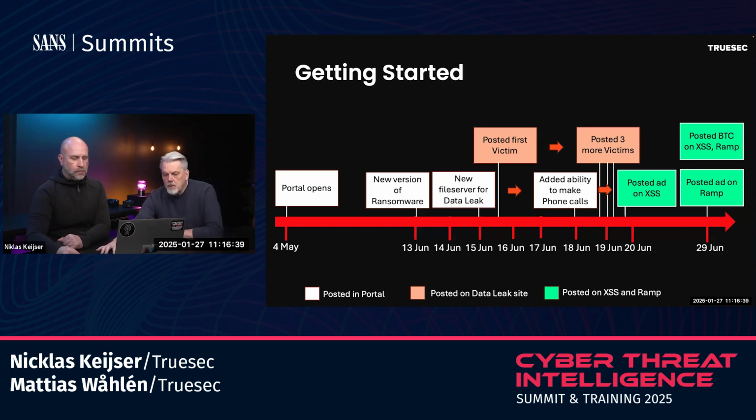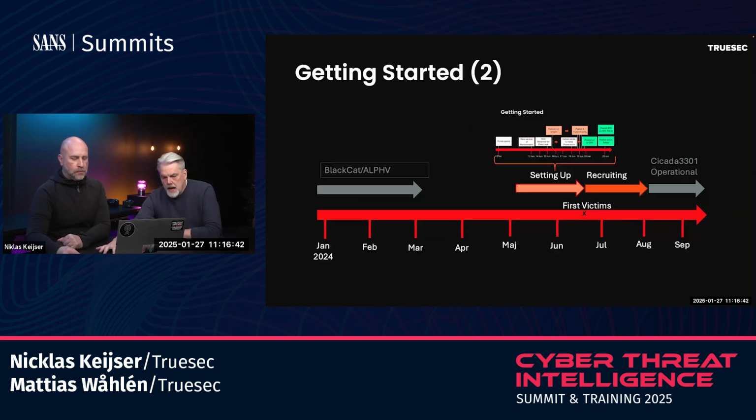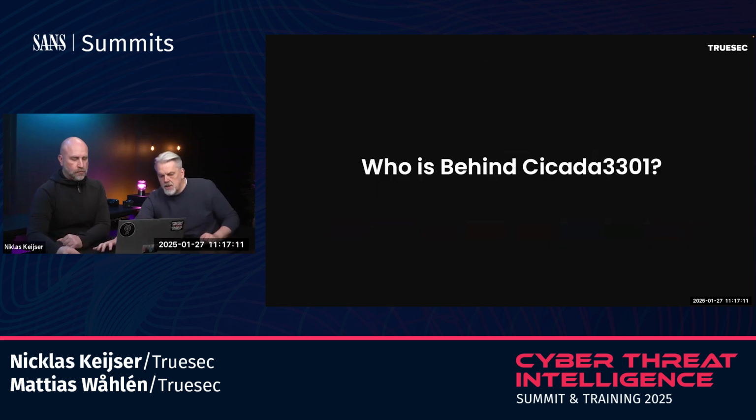And if we take all this and put it into our larger timeline, we can see that this starts filling up the time between the end of BlackCat and the starting of Cicada. So this is the setting up and recruiting phase before they're fully operational in August. But there's still some time left. We still want to see what happened. Can we get even deeper into their preparation?